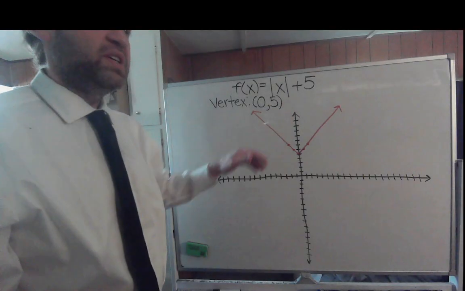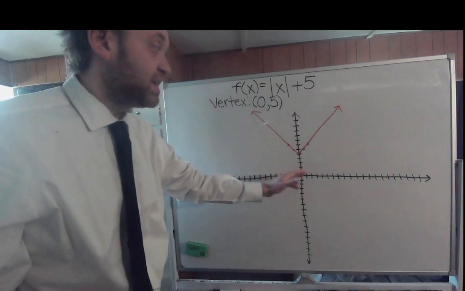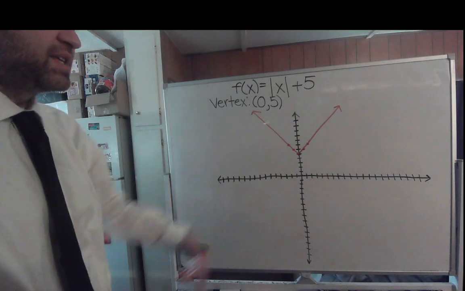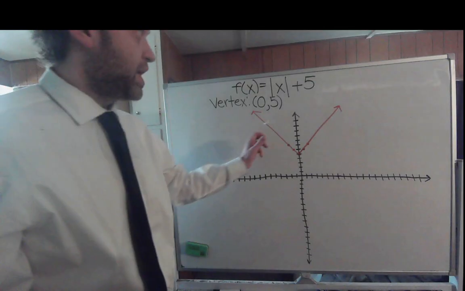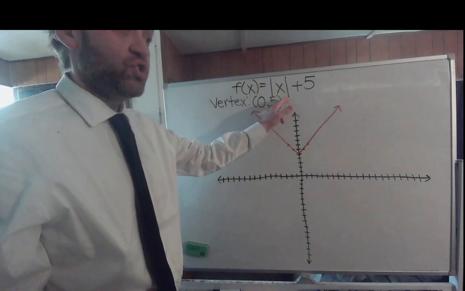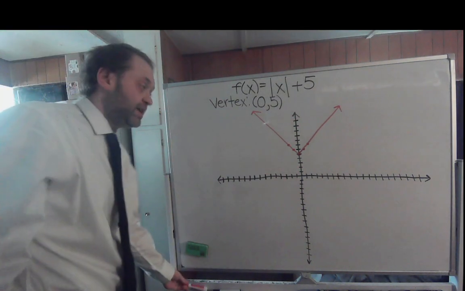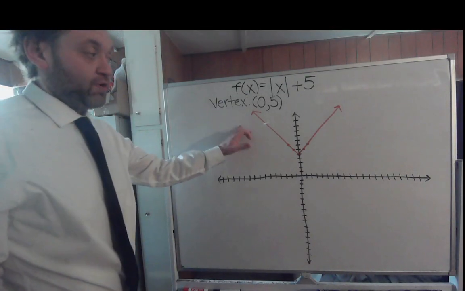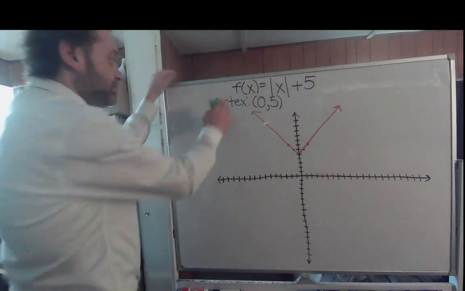Literally all this has done is taken the graph of the original absolute value function and shifted it upward 5 units. I just shifted it up 5 units. That's all I did. There's no stretch or shrink. There's no right or left shift. I just shifted the original absolute value of x function upwards 5 units. That's all I've managed to do. But finding your vertex is instrumental so you know where the V is.